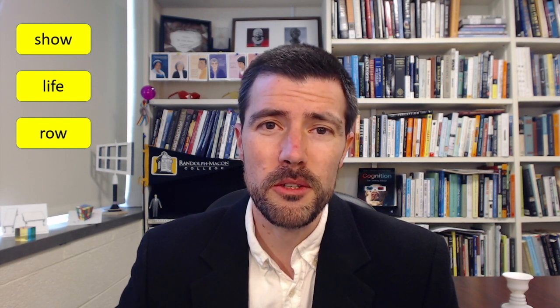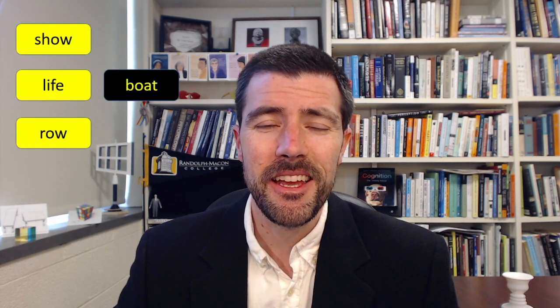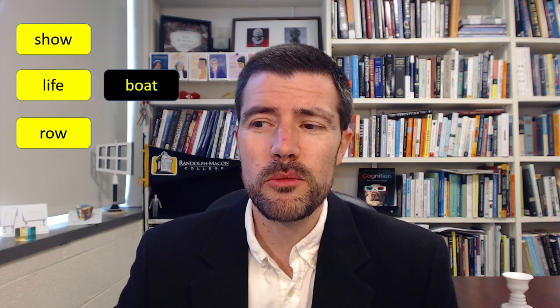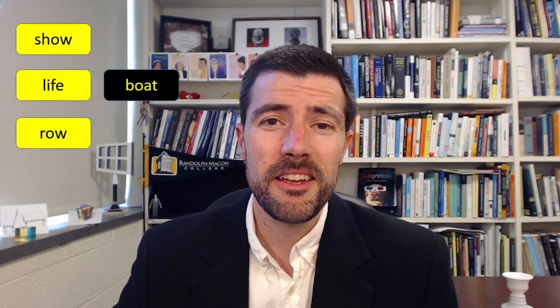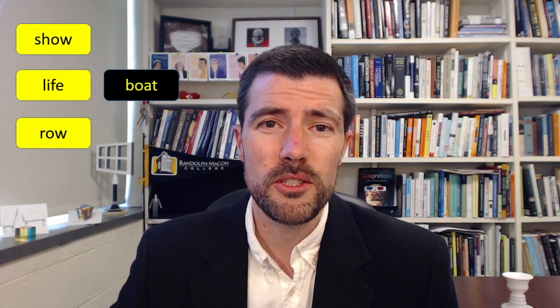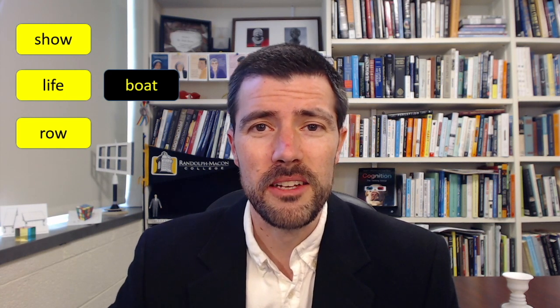One of my favorite class activities is the remote associate task, in which students see 3 words like this: show, life, and row, and they have to decide what 4th word is associated with each of those 3 words. In this case, the answer would be boat. And students, as they look at those 3 words and think through the possible associates, they can get a sense of the mental process in which they run through the possible associates and find the answer.